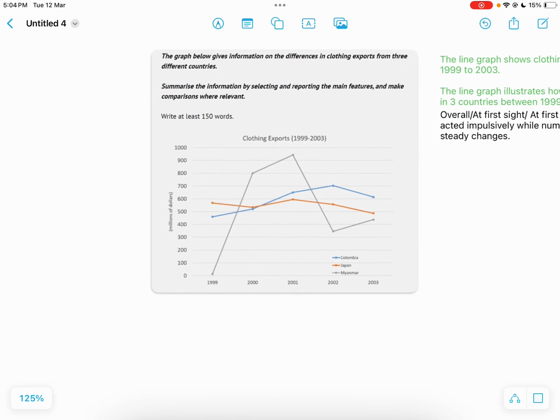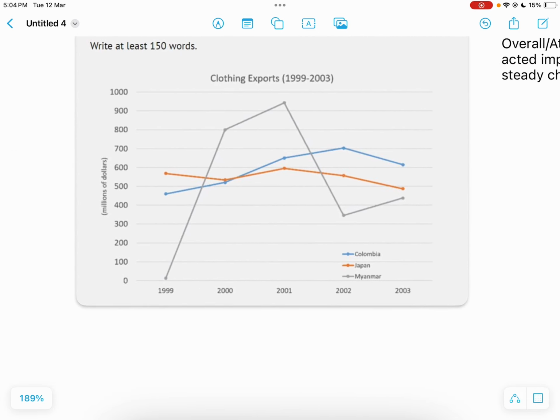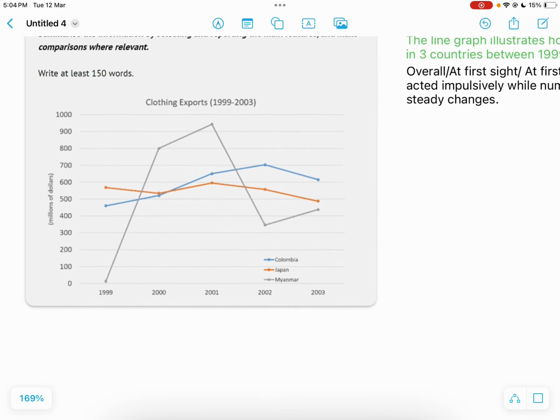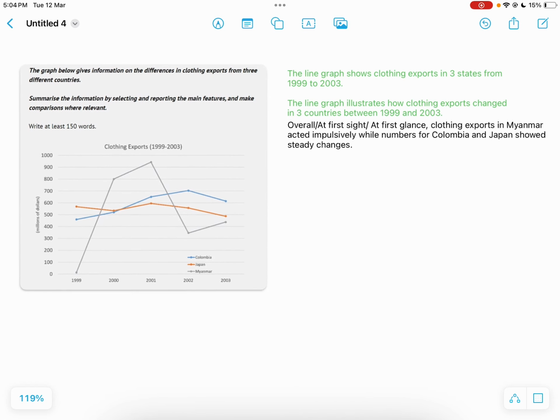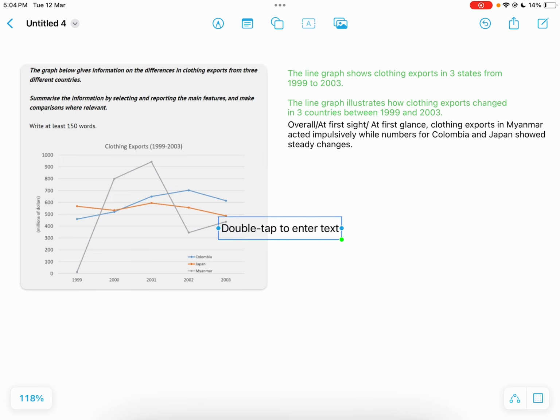So how can I group? Here in our graph we can see that these orange and blue lines are almost the same, or similar to each other, and this green line is much more different. Its activity is much more different if you look at this graph. We also wrote this in our overview, as you can see. So we can write about the gray line first, Myanmar, in the first paragraph, and in body part 2 we can write about Colombia and Japan, because they are similar to each other. Okay, so let's get started.